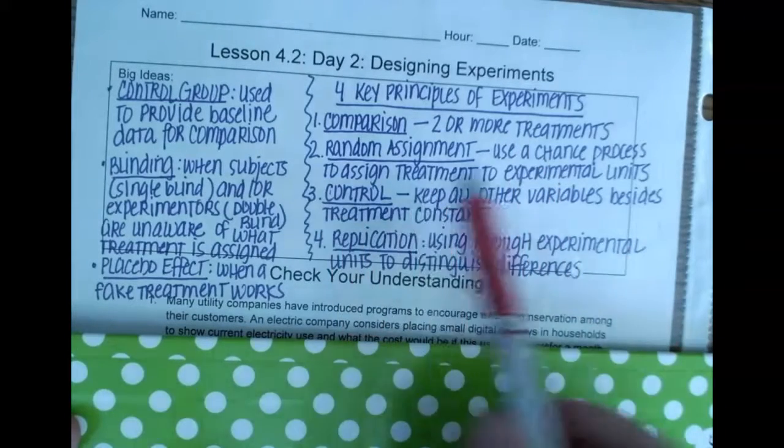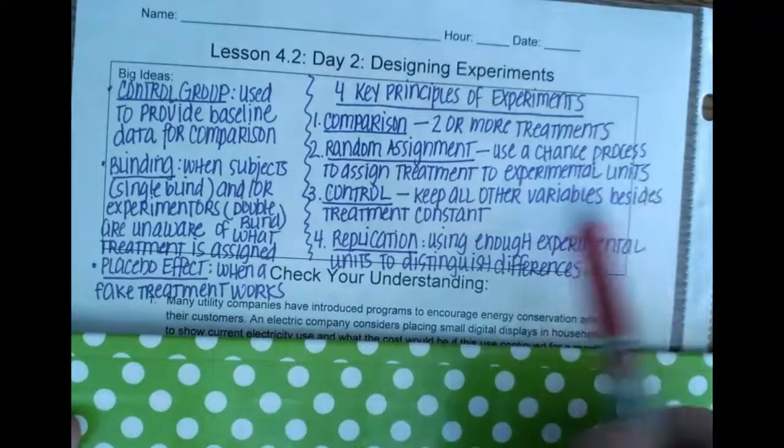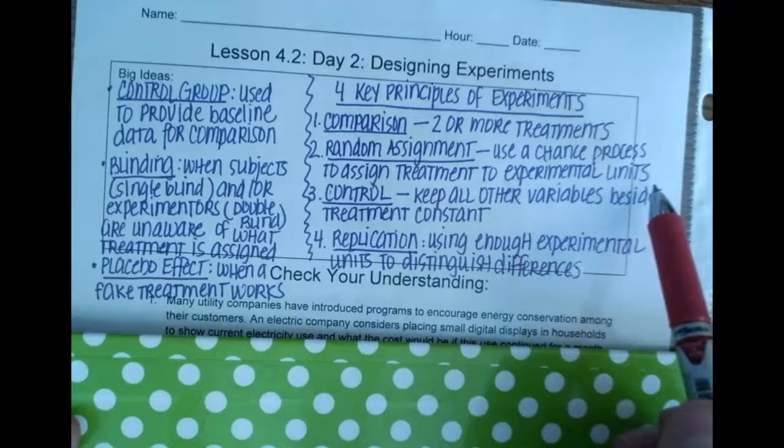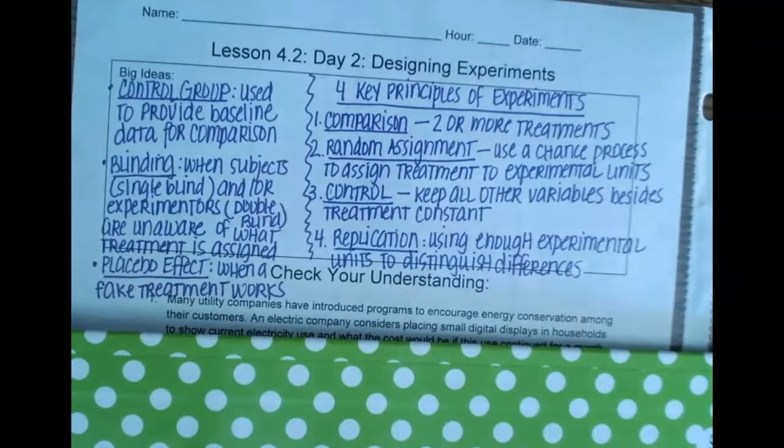Then we have our random assignment. We need to use a chance process to assign treatment to our experimental units. They have to be randomly placed into their treatment. I can't make the decision. You're going to get this and you're going to get that. That has bias. So we have to use some sort of random assignment.